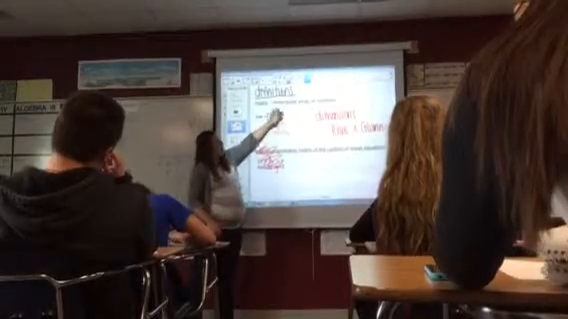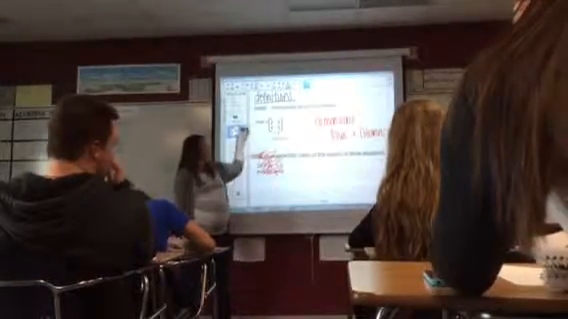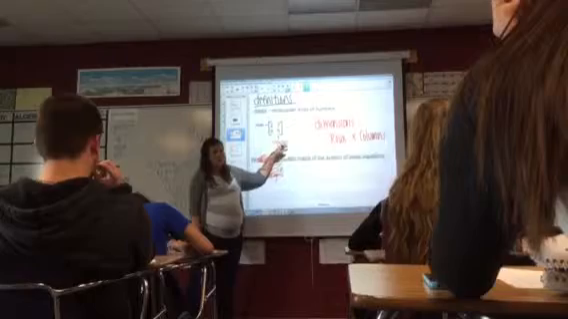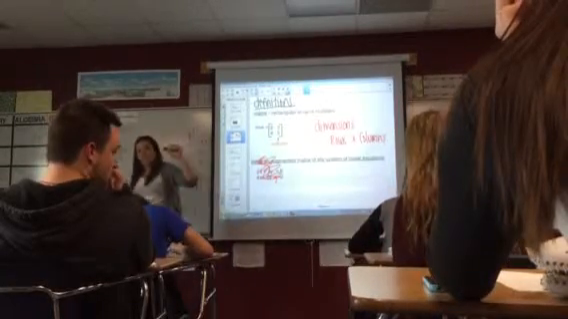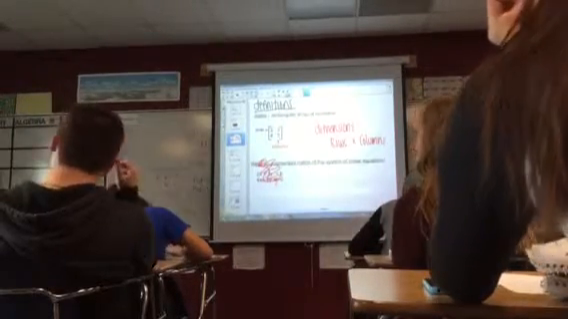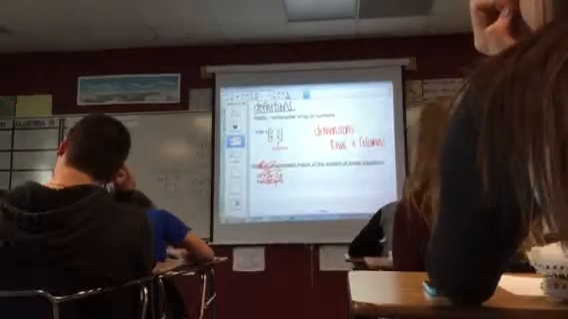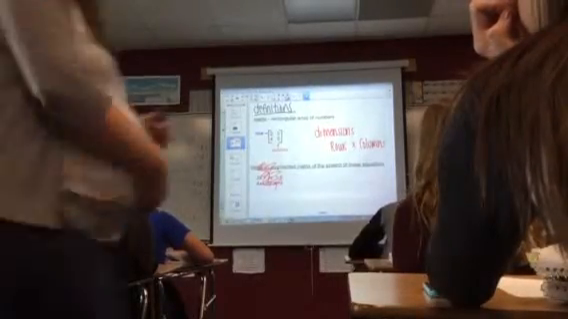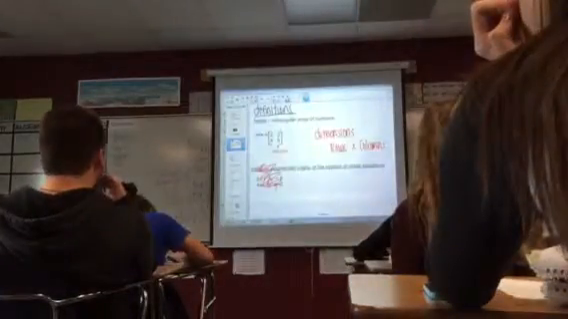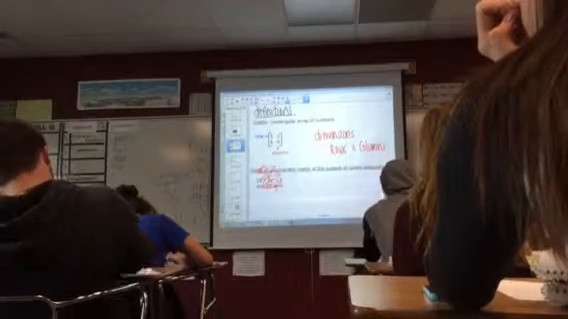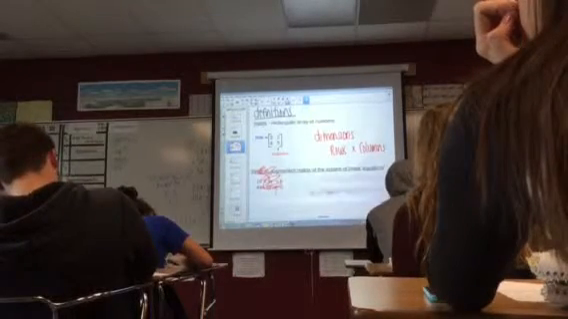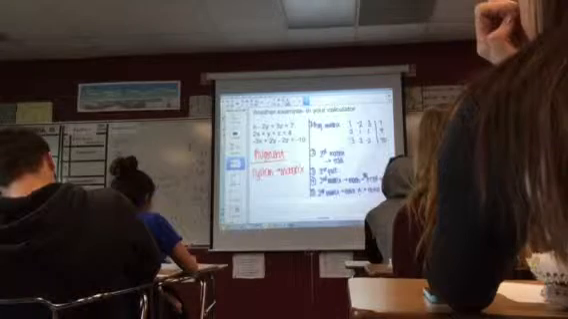So rows go this way, columns go this way, so you'd say this is a 2 by 2. All right? Questions on that? You guys have done these in Algebra 2? Yeah. Okay, so what we're going to do is use our graphing calculators to solve a 3 by 3.